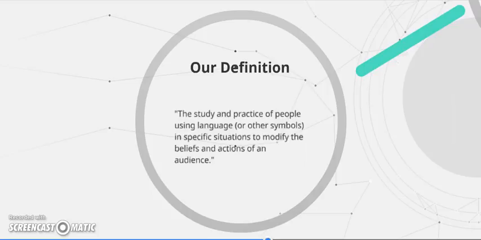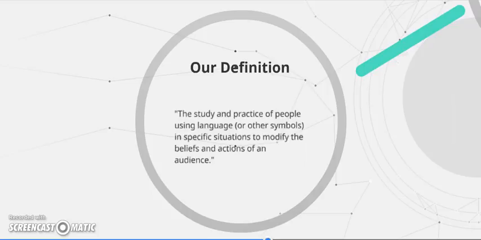We do it all the time, and we're probably not even aware of how often we do it. And we're not just talking about a formal speech or a formal piece of written prose. In your everyday interactions with your friends, you're engaging in rhetoric. You're trying to modify their beliefs or actions.